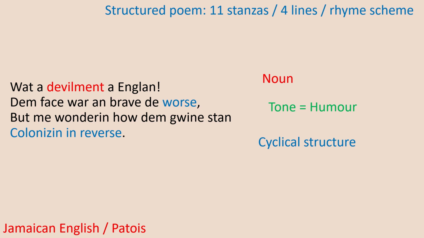We have worse and we have reverse, which obviously rhyme. The tone at the end, there's a touch of humour. There's also a touch of genuine pondering and thinking. How is England going to deal with loads of Jamaicans moving in? Will there be a conflict of culture, a tension there, or will it work out okay? And by ending the very last line of the poem with colonising in reverse, which is a hint, which is a link back to the title, Colonisation in Reverse, Bennett has completed this cyclical structure about colonising in reverse.